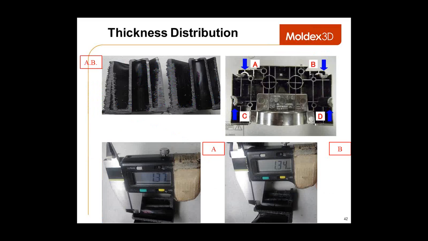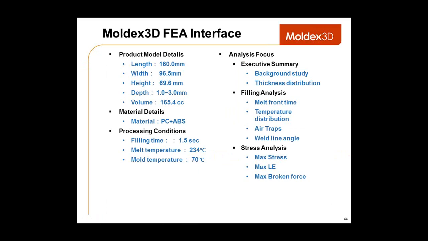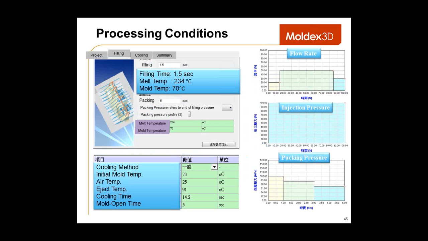Here we're just going to show you the thickness distribution of the bosses. A and B are here. Here's the thickness distribution for them. Here are the thickness distributions for the bosses C and D. And here are just some general parameters for what the part was used to make: the filling time, the melt temperature, mold temperature. Again, we can see the processing conditions here.